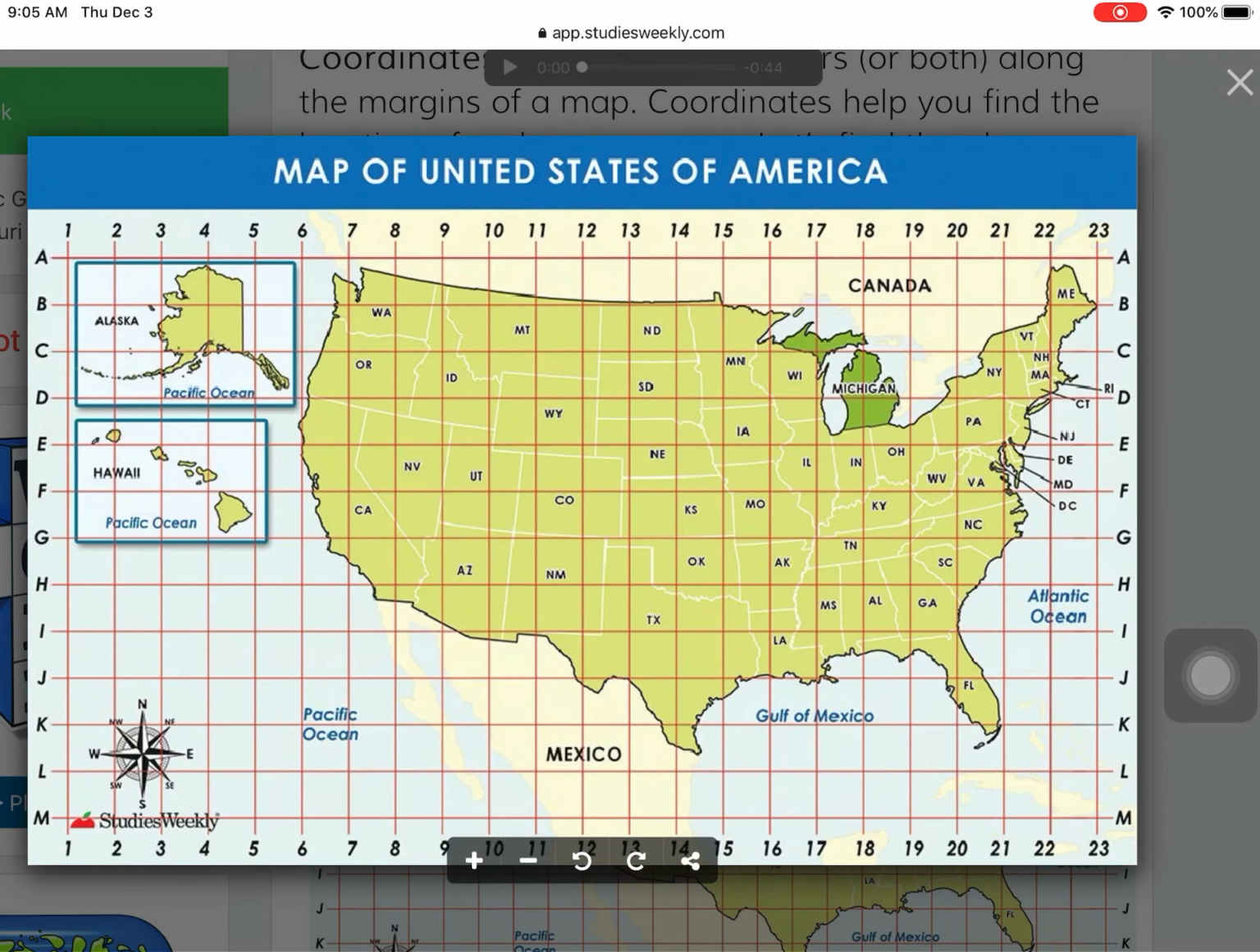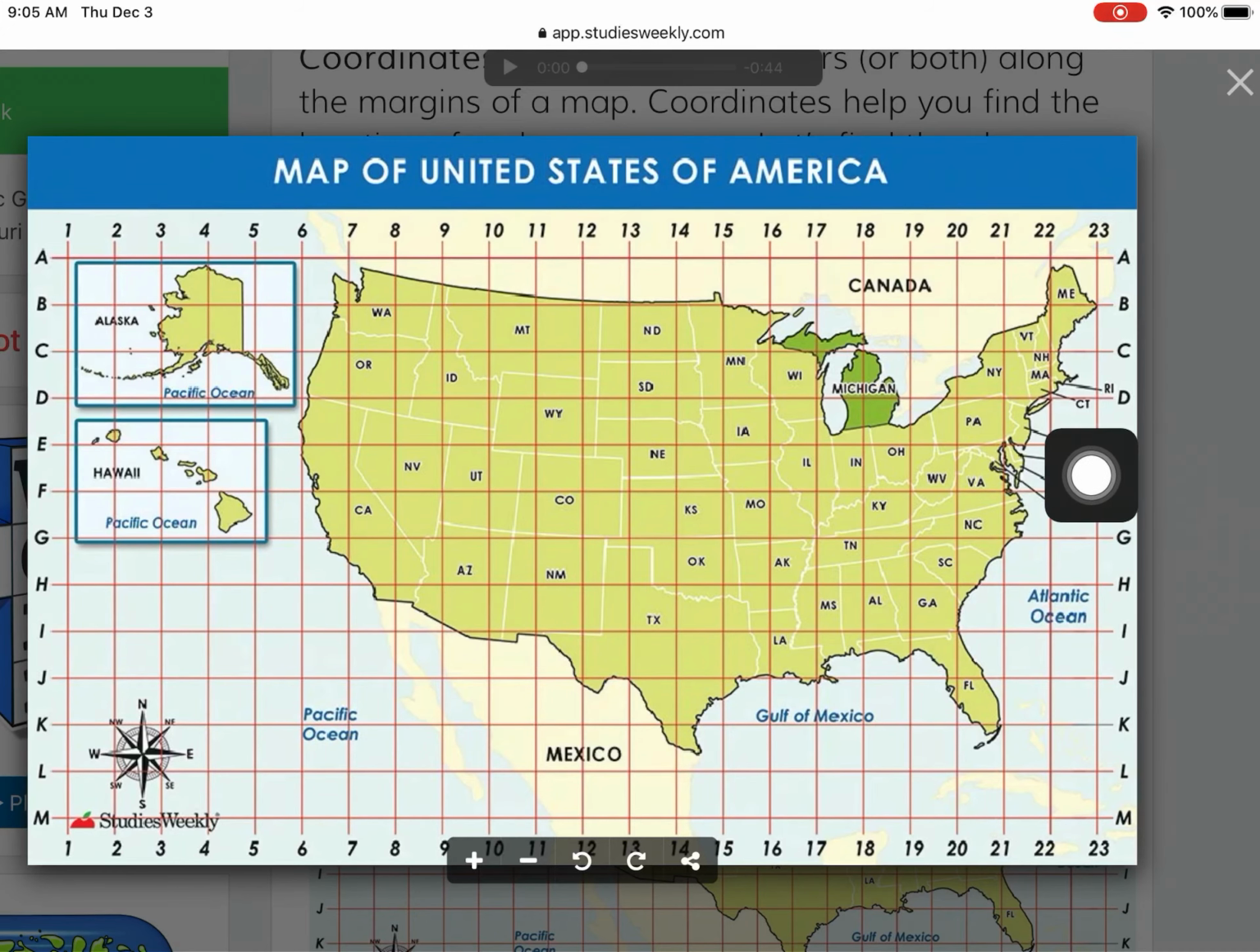F7. So you might want to pause the video to give yourself a chance to look for that location. And I know if you're not super familiar with our state abbreviations there, it might be a little challenging, so just be doing your best on that. But again, I'm looking for F7. Pause the video if you need time to look for it.